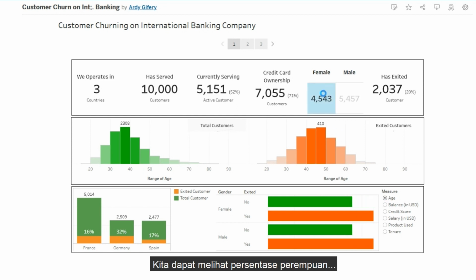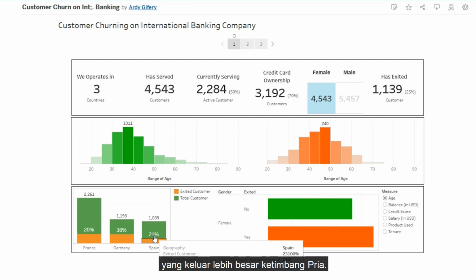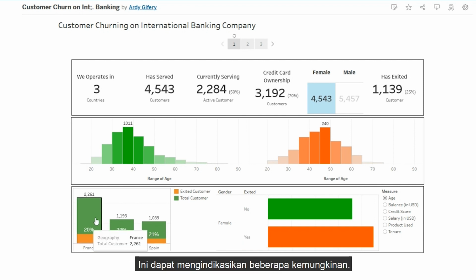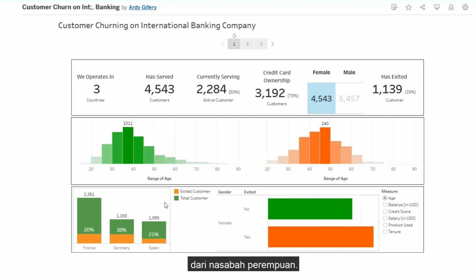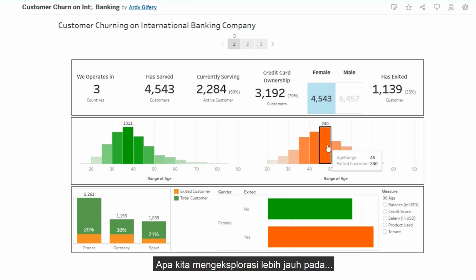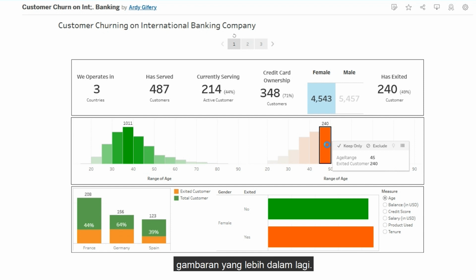We can see that the percentage of females who have exited is higher than males. This can indicate several possibilities. The first possibility is that females indeed have lower loyalty toward our bank or banking product in general. Alternatively, it could suggest that our banking service may not be meeting the satisfaction of female customers. If we further explore a specific age range, we can uncover a more in-depth picture.